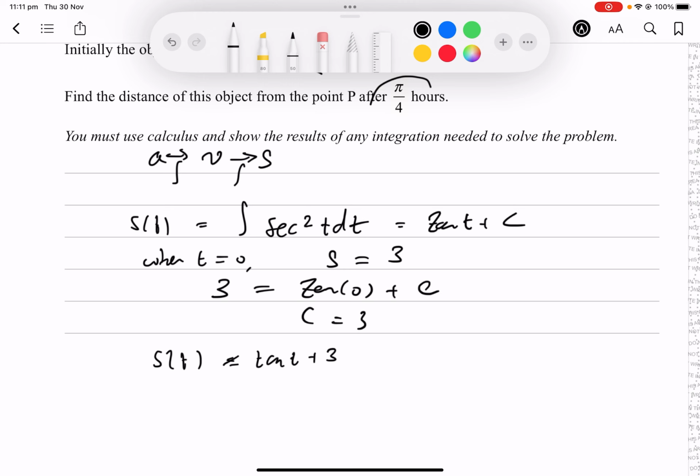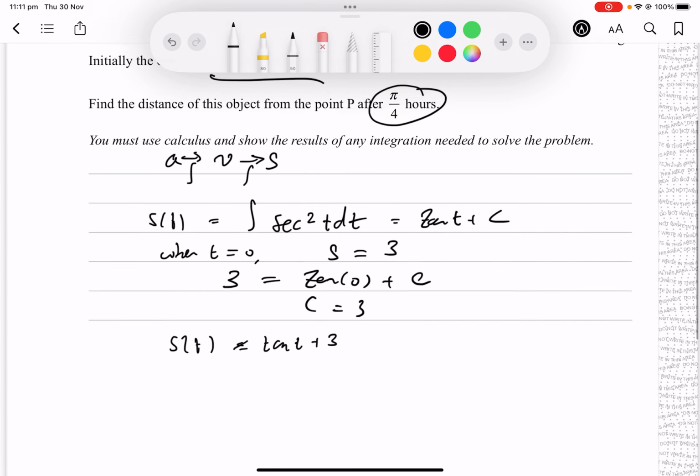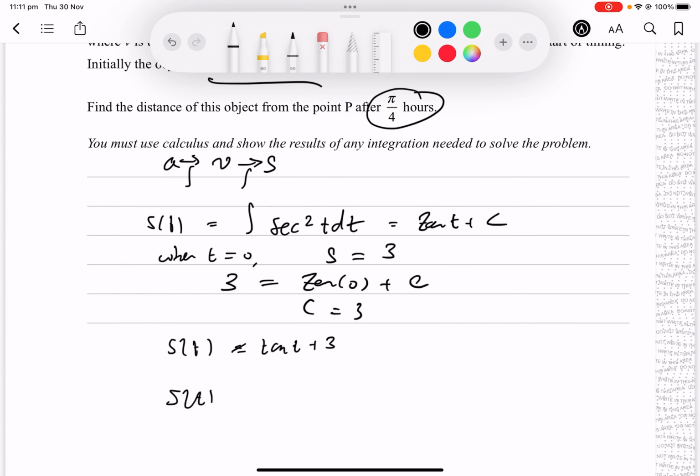And now we just need to plug in t equals pi on 4. So we have s of t equals tan of pi on 4 plus 3. And that should give us an answer of 4. Let me just double check. Yeah, that should give us an answer of 4. So the distance was 4, and this should be another achieved level question there. No surprises there.